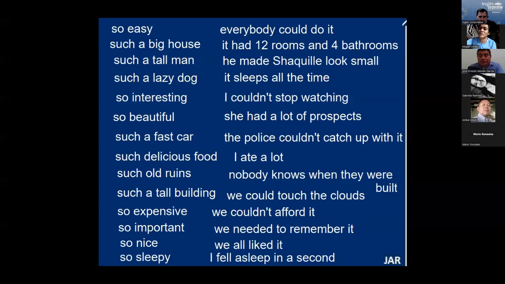The girl was so beautiful that she had a lot of prospects. The Lamborghini was such a fast car that the police couldn't catch up with it. The barbecue was such delicious food that I ate a lot. They were such old ruins that nobody knows when they were built.